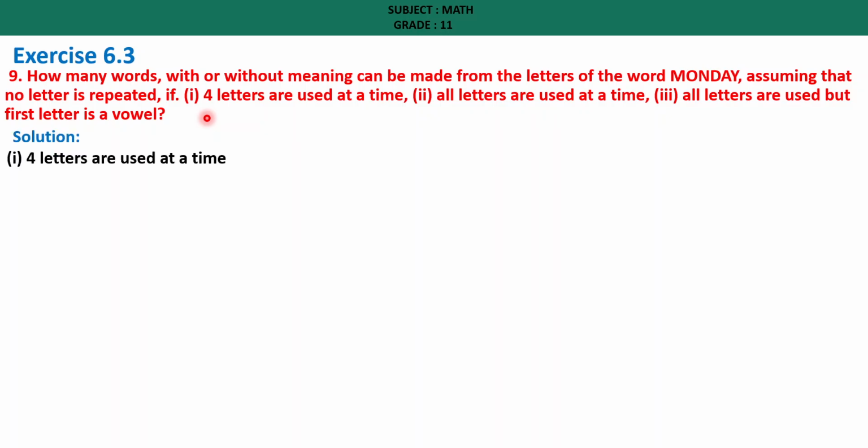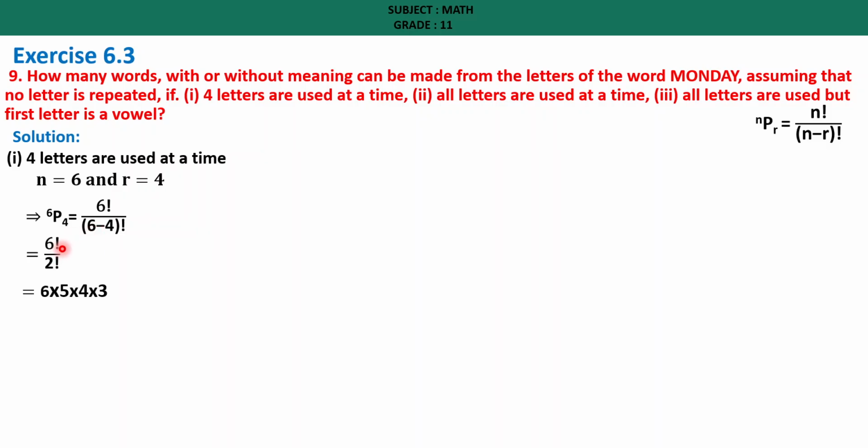Solution. 4 letters are used at a time. So we can use this one. n is equal to 6, r is equal to 4, because in MONDAY there are 6 letters. Now our question says 4 letters we need to use at a time, so r is equal to 4. Therefore 6P4 is equal to 6 factorial divided by (6 minus 4) factorial. That is 6 factorial divided by 2 factorial. That is 6 into 5 into 4 into 3. That is 360. Therefore, the number of words possible with 4 letters at a time is equal to 360.